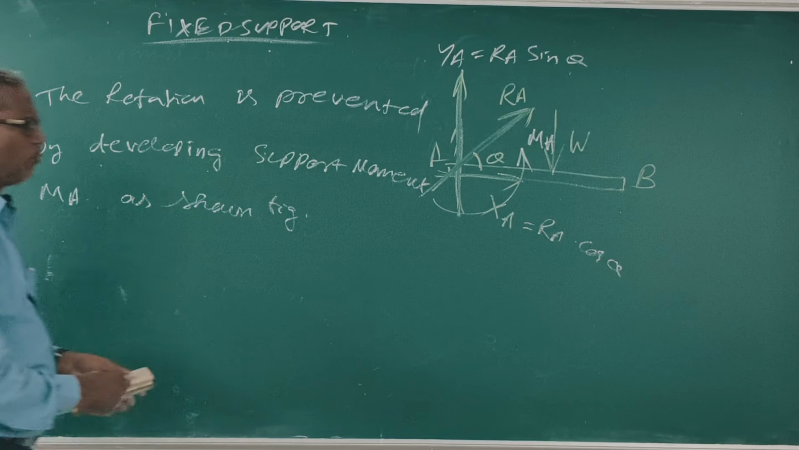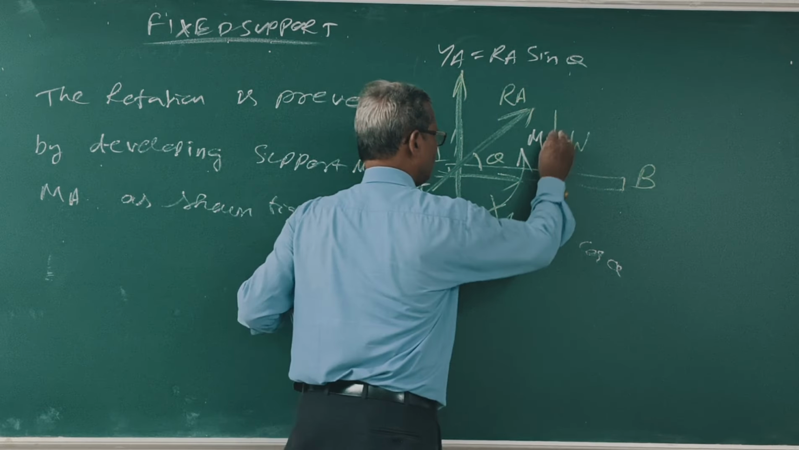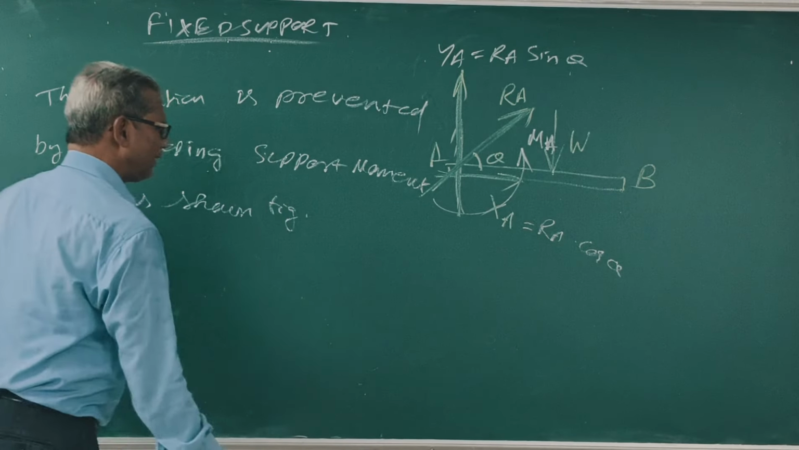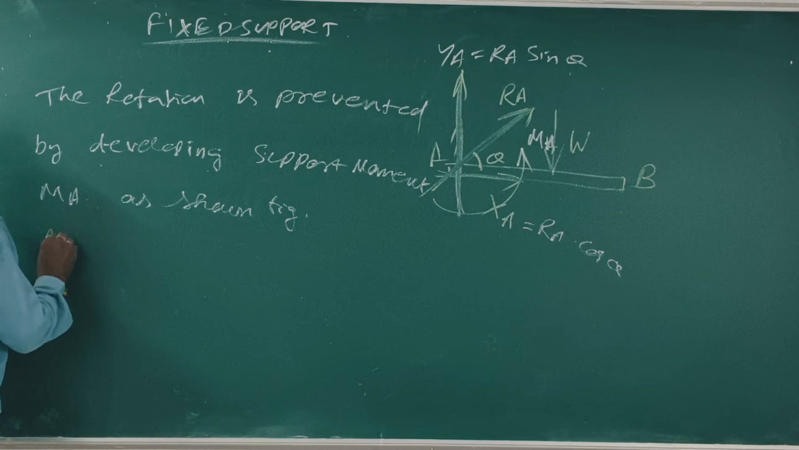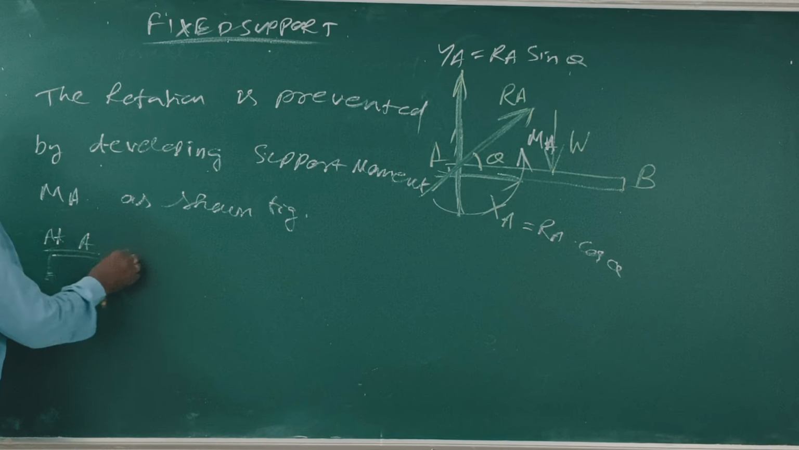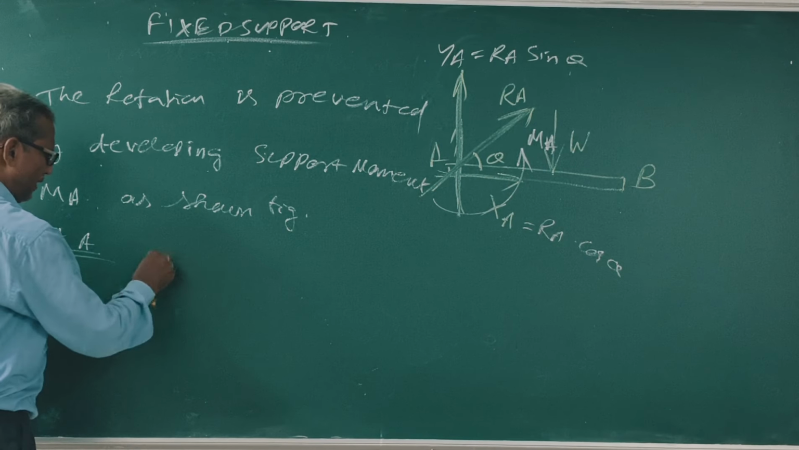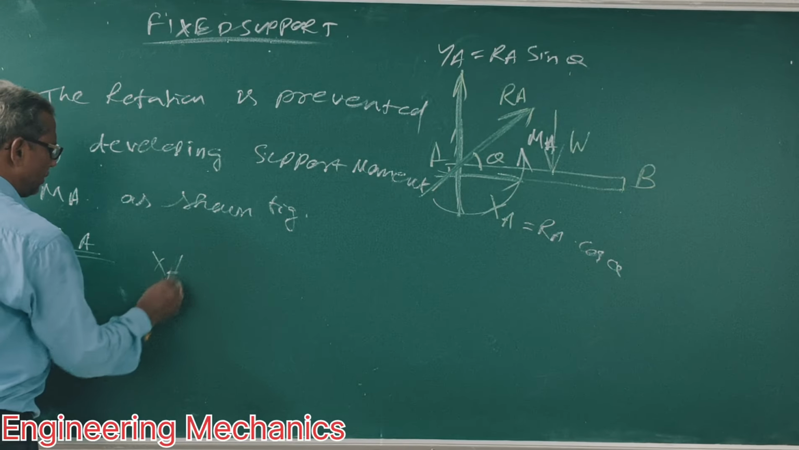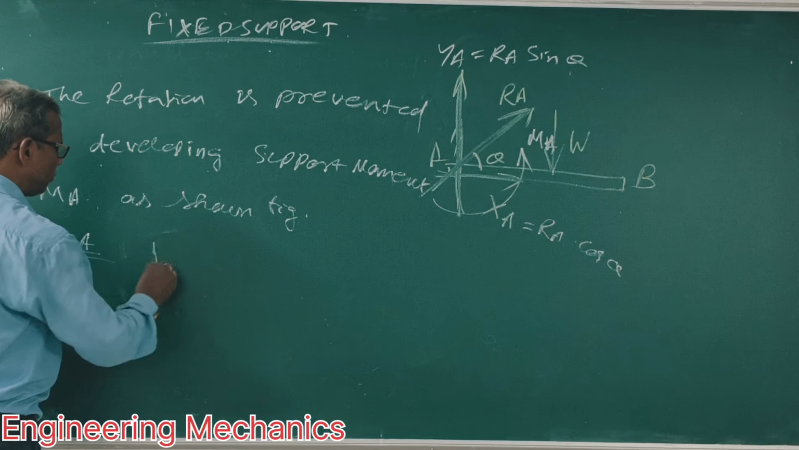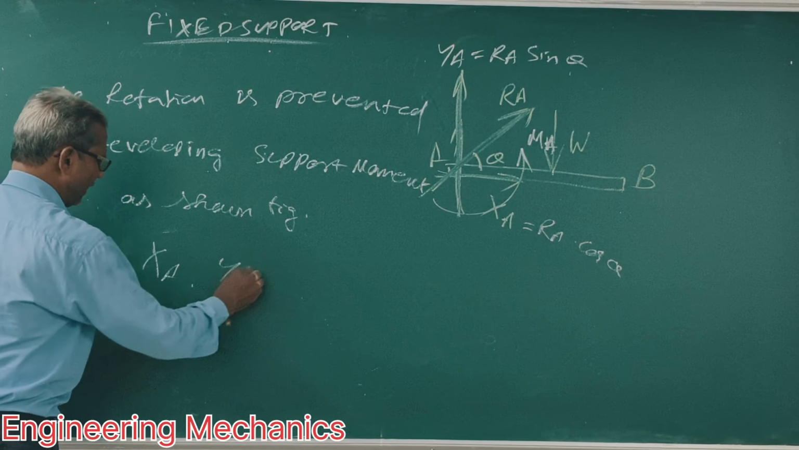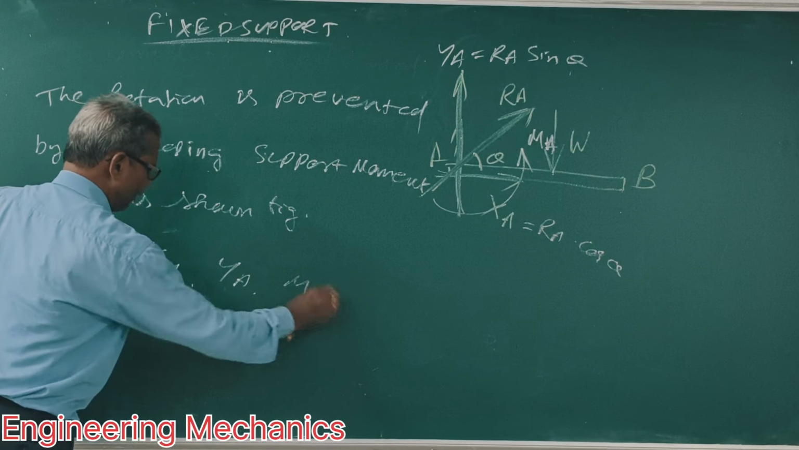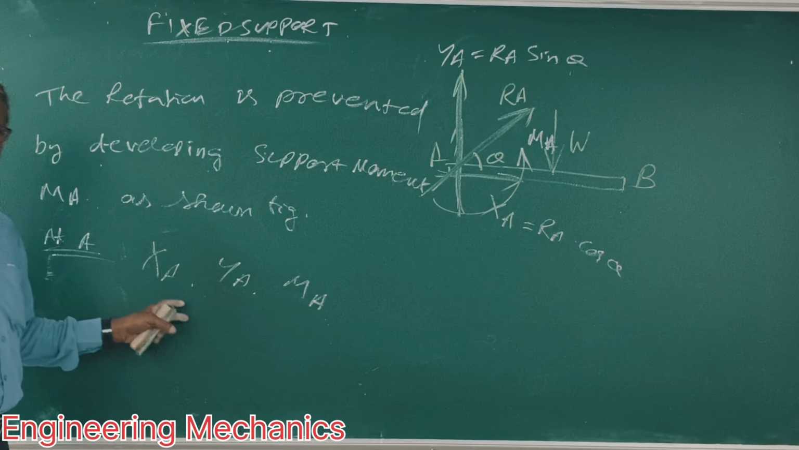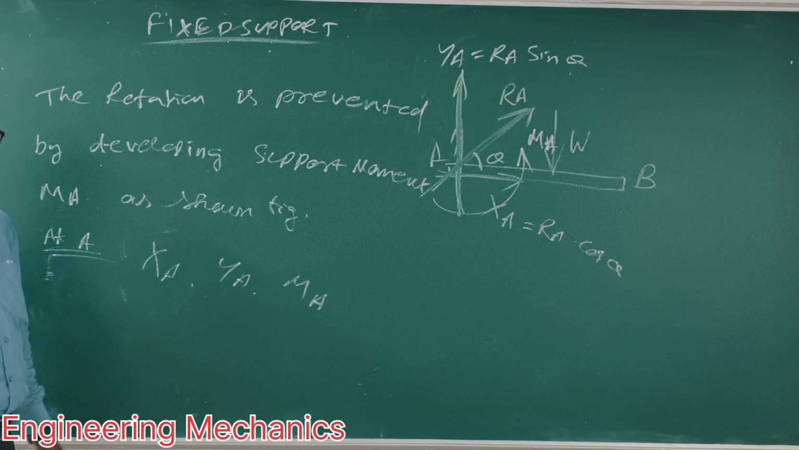Now, the rotation is prevented by developing support moment MA. This is reaction moment MA. So there are three reactions: number 1, XA, number 2, YA, number 3, MA. So these three unknowns can be found out. Clear? Next, I will do the types of loading.